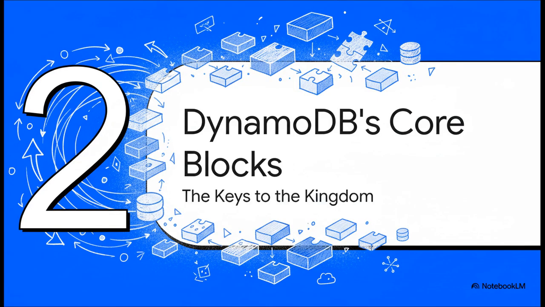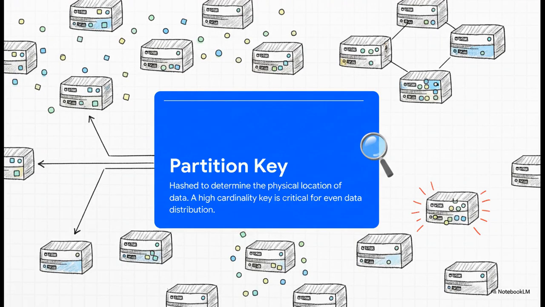Okay, now let's look at the two most important concepts you absolutely have to grasp to model data effectively in DynamoDB. These are the fundamentals of any DynamoDB schema. First up is the partition key. The best way to think about it is like the main address for your data. DynamoDB hashes this key to figure out which physical server to store your data on. And that's why choosing an attribute with high cardinality is so critical.